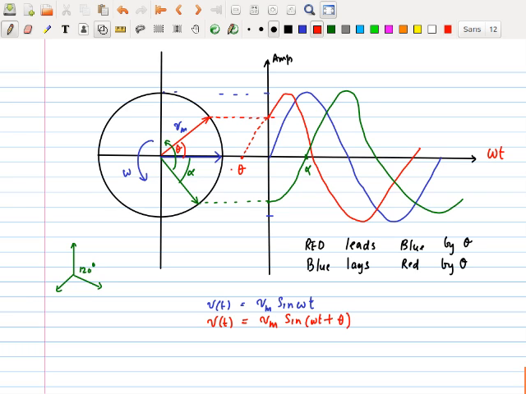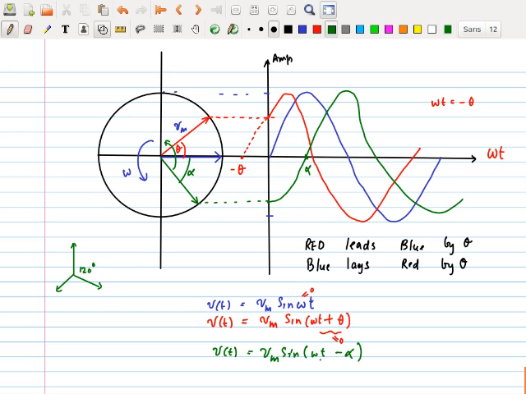Because you realize when omega t is equal to minus theta, it will give you the same starting point as the other one. If you had this whole thing equal to 0, your starting point is still the same, 0, right? So that will become 0 when omega t is equal to minus theta. So that's how this equation was actually derived. So if I look at the green one, it will be Vm sine of omega t minus alpha.